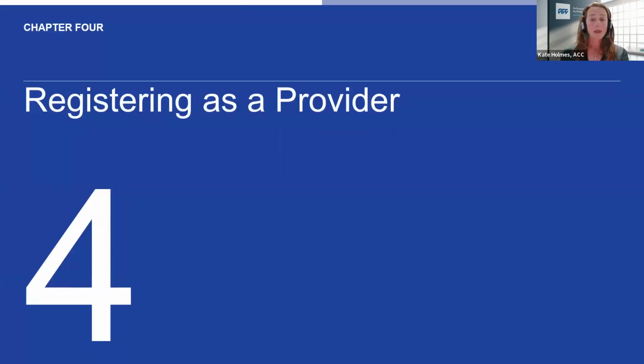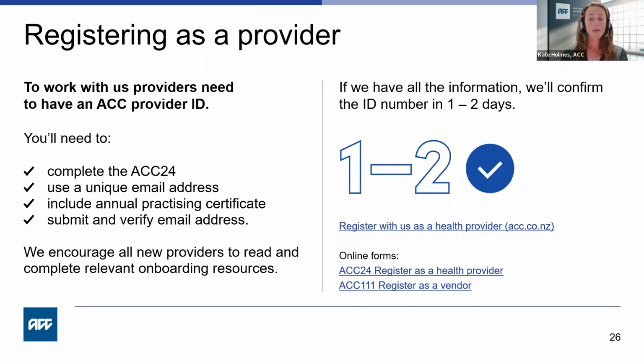Okay, registering as a provider. To work with us, you'll need a provider ID. So you'll need to fill out the ACC 24 form and include your annual practicing certificate. Our registrations team will then work with you to verify your email. And it doesn't take long to do. Usually you'd get an ID number within 1 or 2 days if we have all the information that we need. We encourage all new providers to read and complete the relevant onboarding resources on our website, which have just been updated.